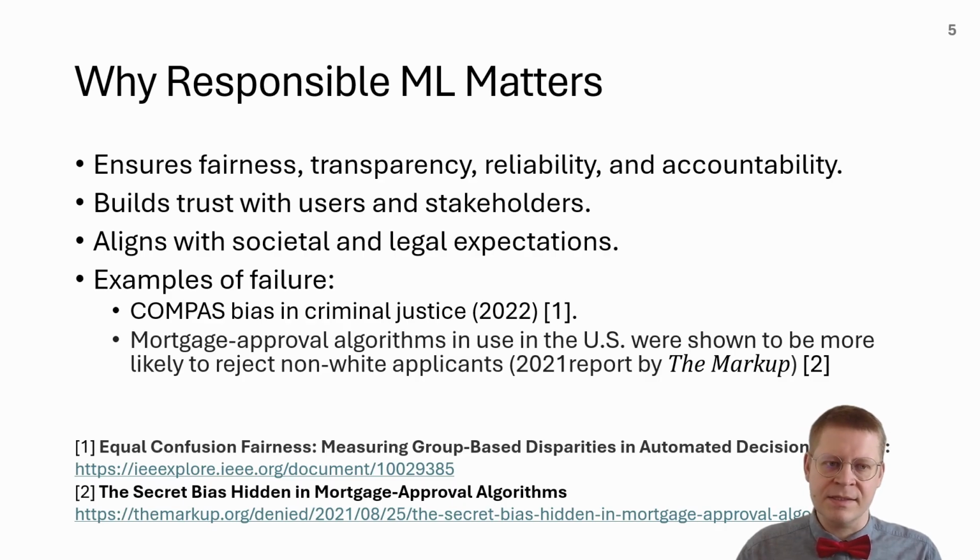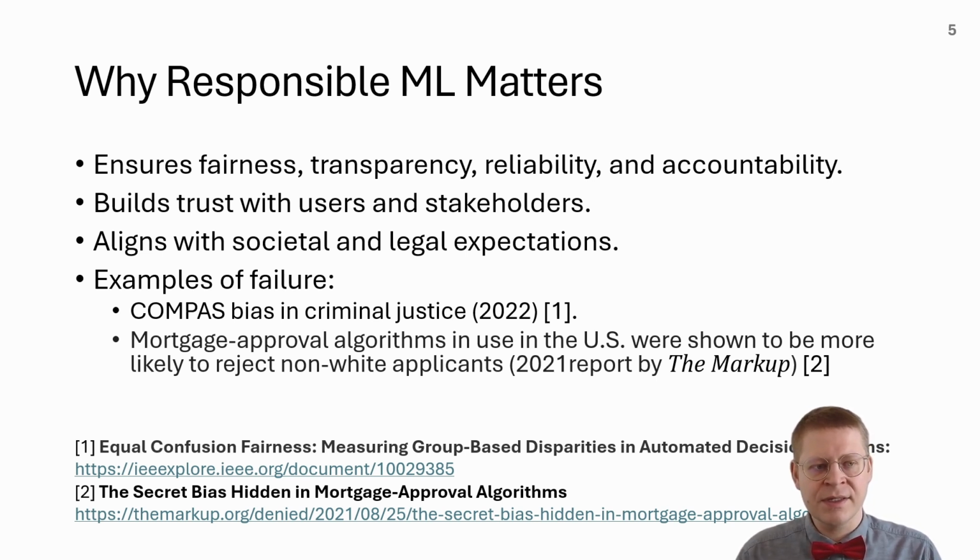Let us discuss why responsible machine learning is not just a technical requirement, but an ethical and societal necessity. First, responsible ML ensures fairness, transparency, reliability, and accountability. These principles are crucial for creating systems that people can trust. When we design AI that is fair and transparent, we show our commitment to ethical technology. Second, it helps us build trust with users and stakeholders.